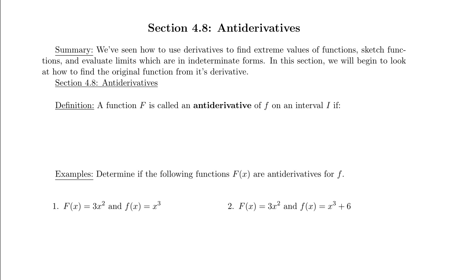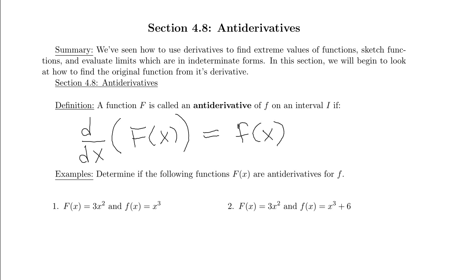So we start off with a definition here. A function capital F is called an antiderivative of little f on an interval I if the derivative, d by dx, of this capital F function is f of x. So if you take the derivative of this function and you get little f, then that original function, big F, is called our antiderivative.